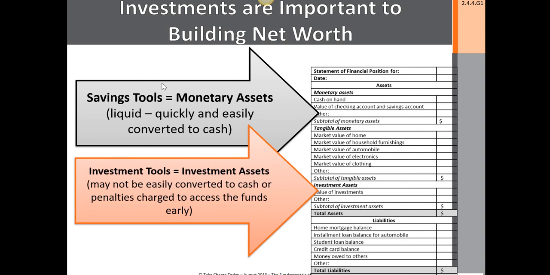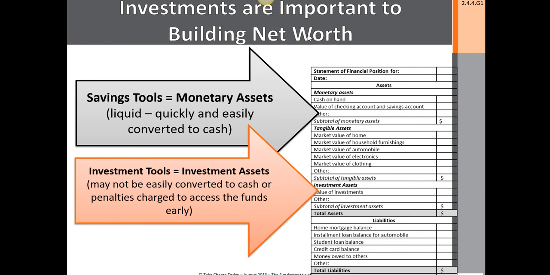Okay, you have two things. You have saving tools, okay, and investment tools. Savings are something that can be quickly and easily converted to cash. We call those liquid investments, quickly and easily converted to cash. This is any cash you have on hand and whatever is in your checking and savings accounts, okay? Those are items you can get access to very quickly and turn into cash. Investment tools may not be easily converted to cash, or if you do convert them, you can have a penalty charged to you if you access the funds too early. So investments are meant to stay there for a long time and build net worth over time.